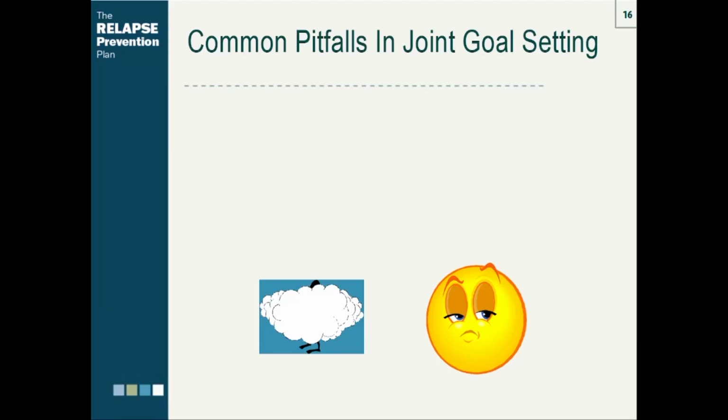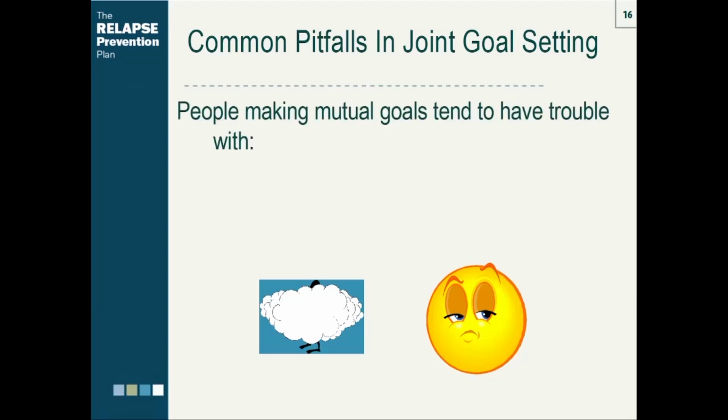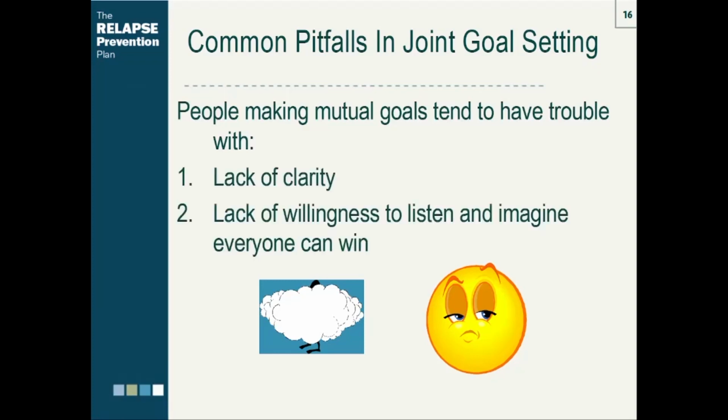So here are some common pitfalls in joint goal setting. People making mutual goals tend to have trouble with lack of clarity and lack of willingness to listen and imagine everyone can win.